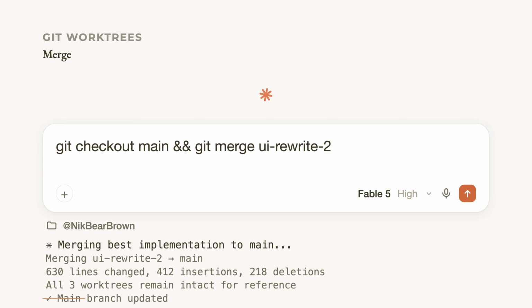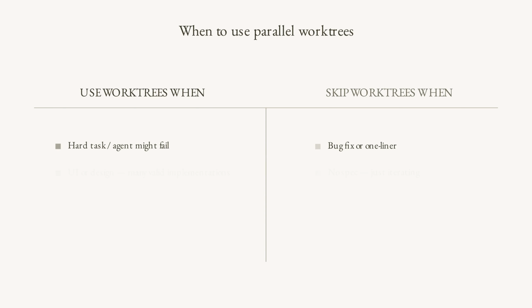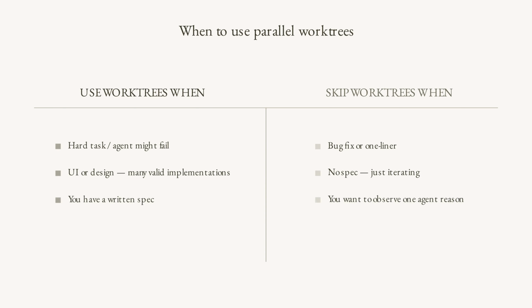If you cannot write the spec, you cannot run the parallel workflow. The spec is the work. Use parallel worktrees when the task is hard enough that one agent might fail, multiple acceptable implementations exist, or you want diverse perspectives on a design decision. Do not use it when you are iterating on a bug fix, the task is a one-liner, or you have not written a spec. Without a clear plan, you get 3 versions of confusion. With a clear plan, you get 3 shots at the best answer.